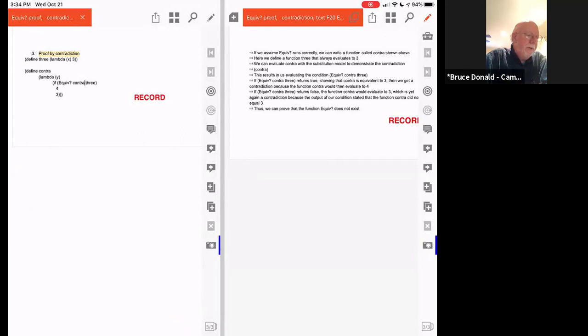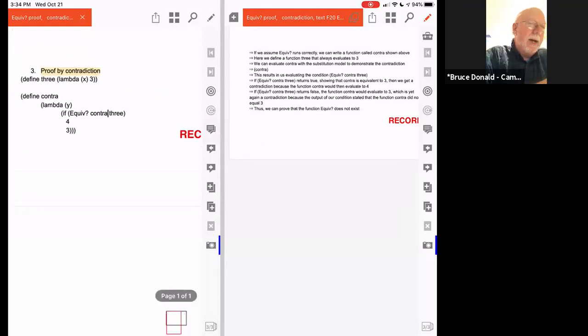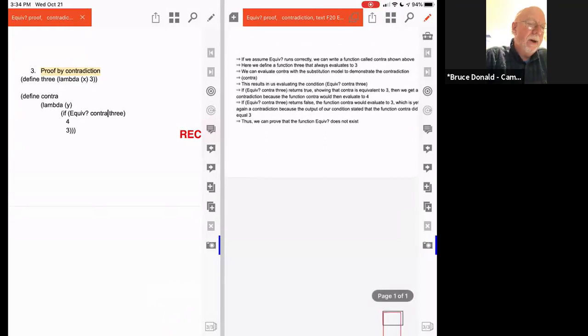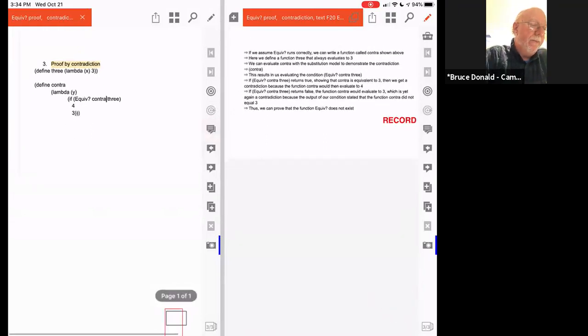Here's an example of a proof by contradiction of the fact that the equiv function can't exist. This is by a student in the lab. I didn't get a chance to ask him and his partner for permission to use it, so I'm not going to give the name, but this was a good proof. Some pretty concise code here on the left. There are some words here that describe why this is a good proof, and you obtain a contradiction for why equiv can't exist. So you can meditate on this a little bit, see if you understand what's going on.